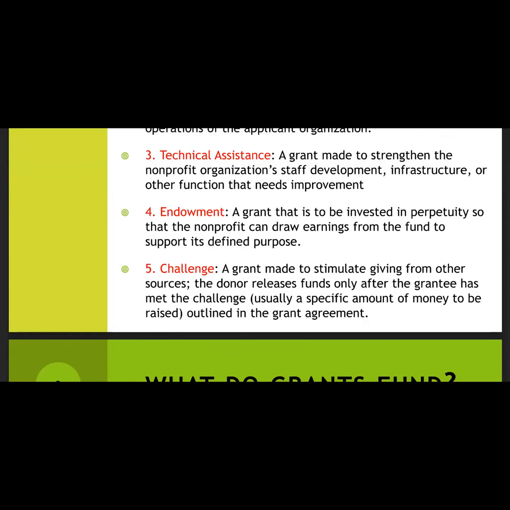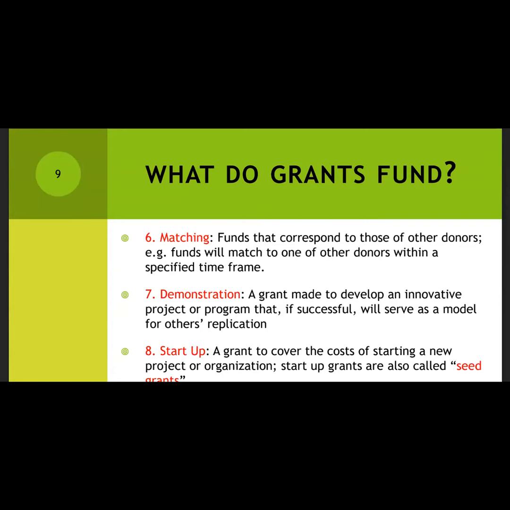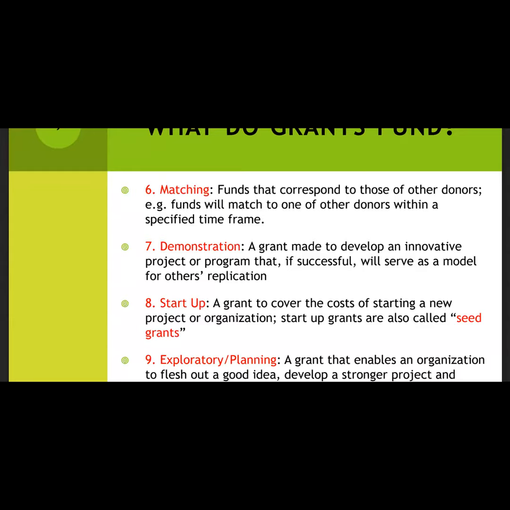Now, what are other ways in which grants are able to fund? There's also what you call matching. Basically, when you talk about matching, these are grant funds that correspond to those of other donors, that is funds that will match those of other donors within a specified time period. And matching has become quite crucial in today's grant funding process, where the donor will say, I'm going to give you 70%, and I'm expecting you to meet 30% of this particular funding. So this is becoming quite critical in today's grant funding process.